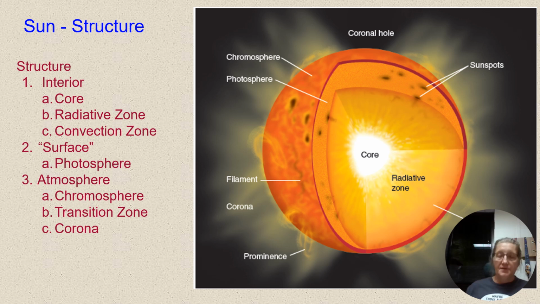Sunspots occur in the photosphere, so the sunspots are on the photosphere, and above the photosphere are the thin layers of the chromosphere, the transition zone, and then the thin outer hot tenuous layer, which we call the corona. Now, the corona is also related to the solar wind, which are the charged particles that are leaving the sun.